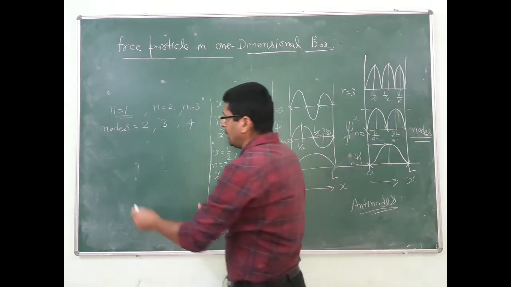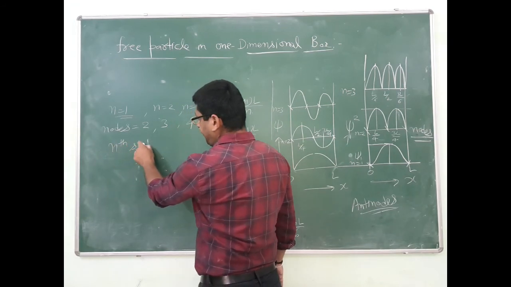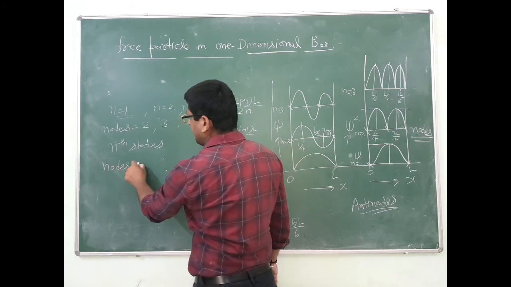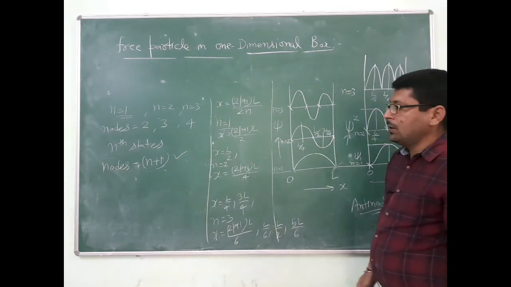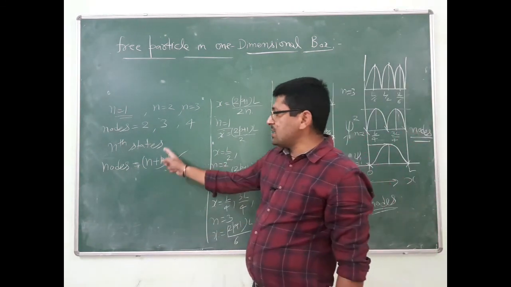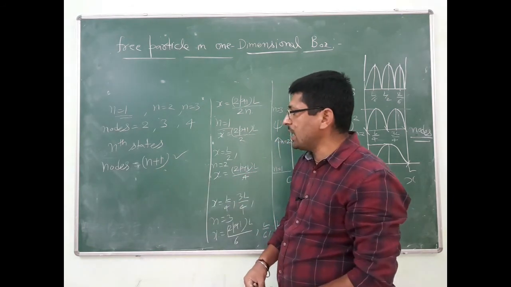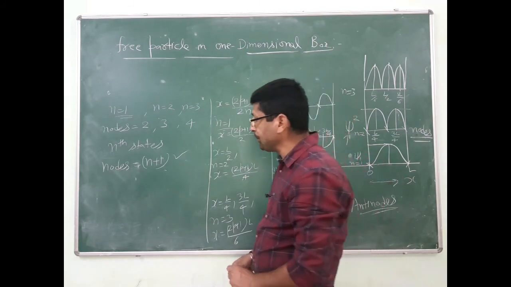That means in general, if we have the nth state of the particle, then the number of nodes will be n plus 1. For the nth state, how many nodes will exist? There are n plus 1 nodes. There are n plus 1 positions at which your function will become 0.